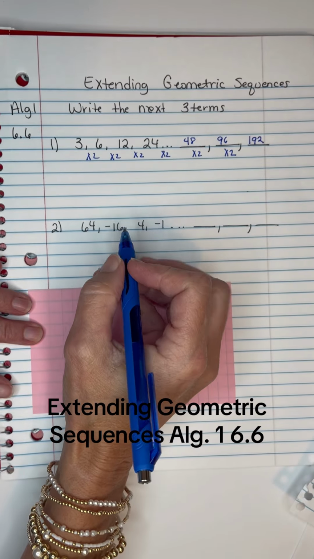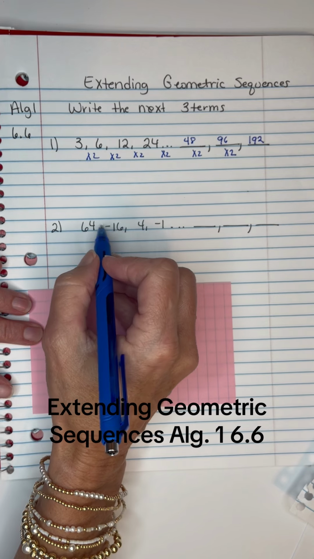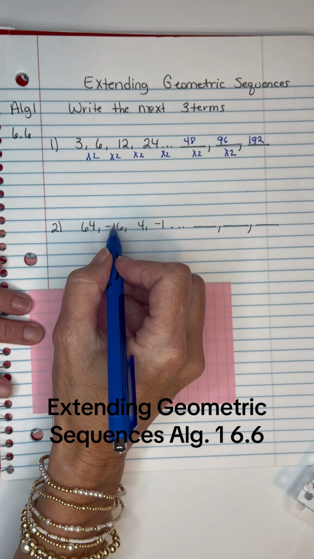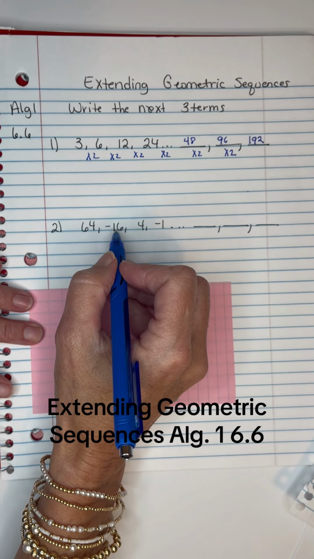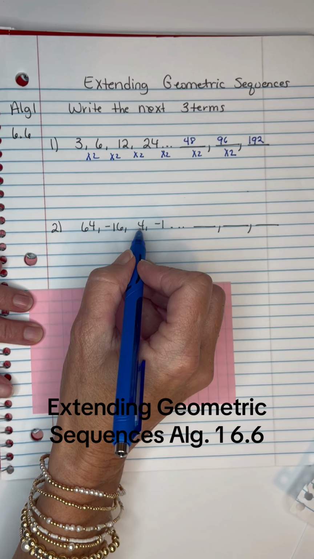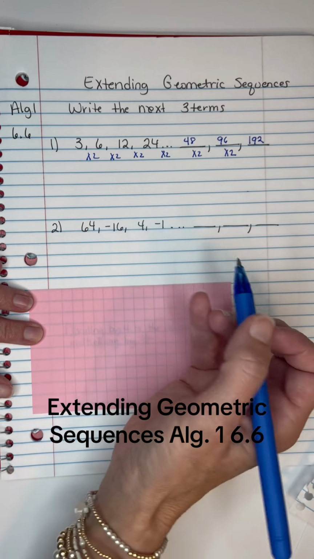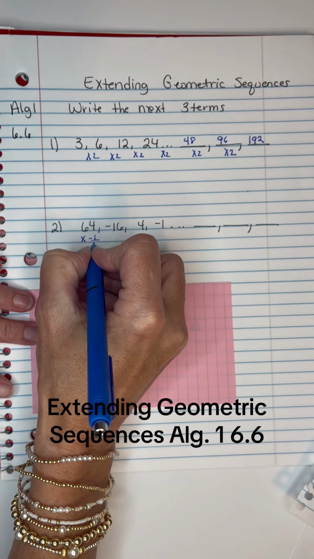So how do you get from 64 to negative 16? You may not realize or recognize that one easily, but go from 16 to 4. How would I get from negative 16 to 4? Well, I would divide by a negative 4. And how do I get from 4 to negative 1? I would divide by a negative 4. But as I said, they don't really want me to say divide by 4. So let's say multiply by negative 1/4.